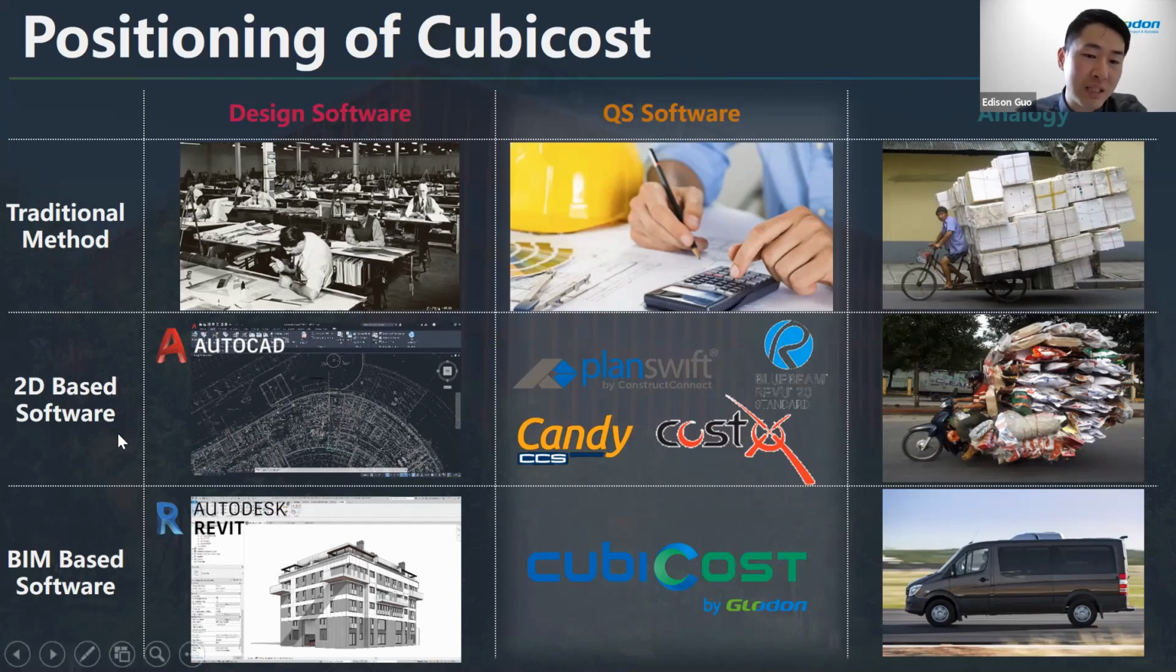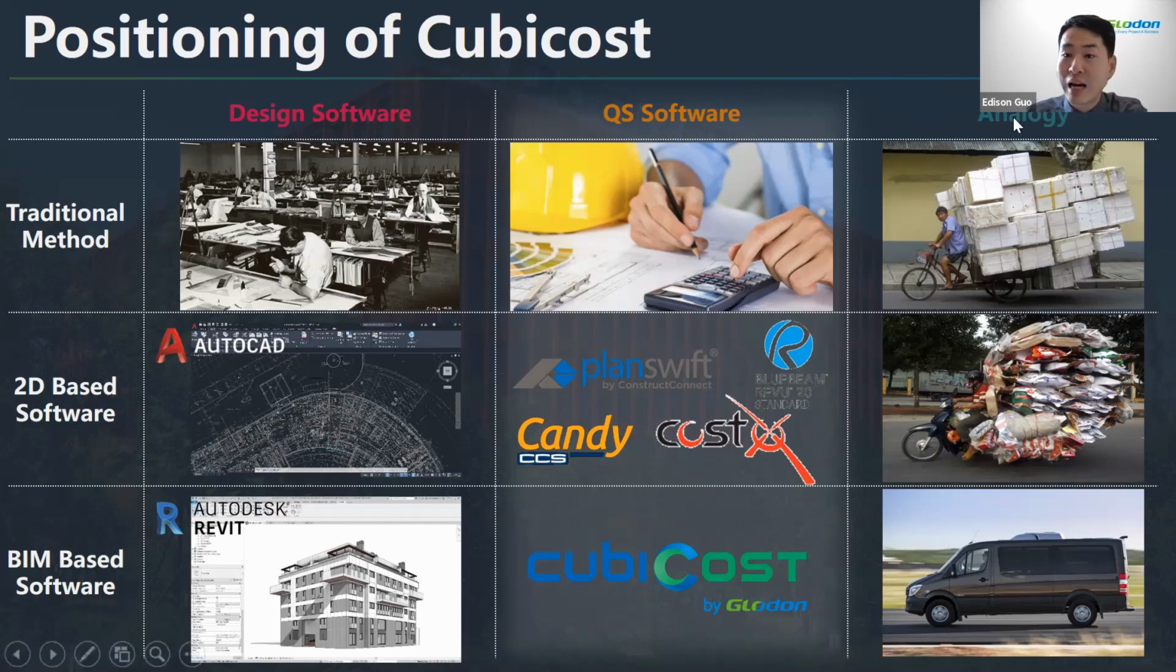Then you get to 2D based software, for example AutoCAD, and then you have CostX, PlanSwift, Candy. They're going to save you some time and labor and make it faster, but they still follow the same logic, the traditional measurement logic. Then we come to BIM based software. For design software, it's Revit, but for the QS software, it's our Cubicost. We follow the BIM philosophy, which is why it's totally different from 2D and the traditional method.